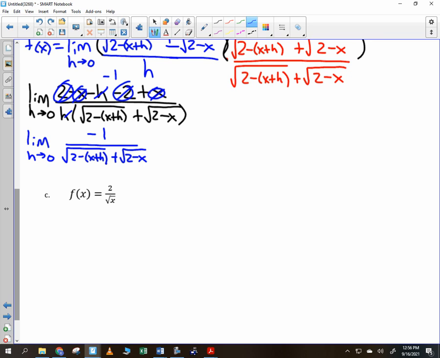Can I now plug in 0 for h? So if I plug in 0 for h, I get negative 1 over, if I plug in 0 for h here, what's this thing going to be? Root of 2 minus x. What's the root of 2 minus x plus the root of 2 minus x? 2 times the root of 2 minus x. If we were to multiply them, the square roots would go away. If we add them, we double it. Right? Everybody see that? Good.